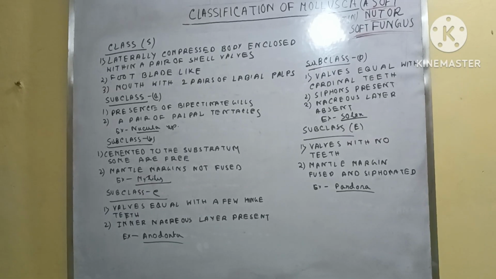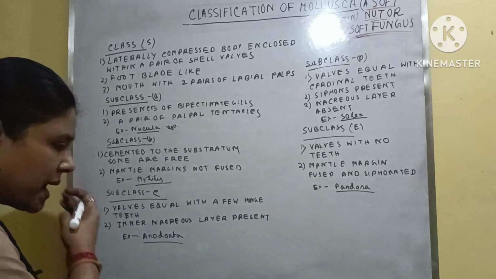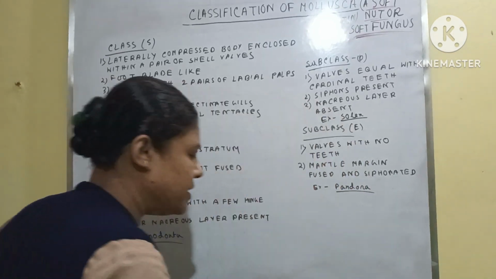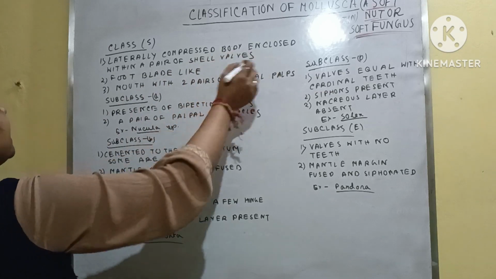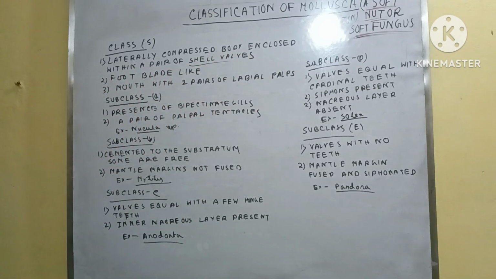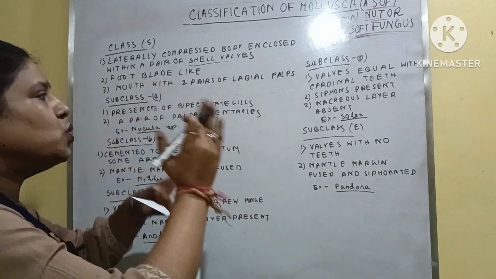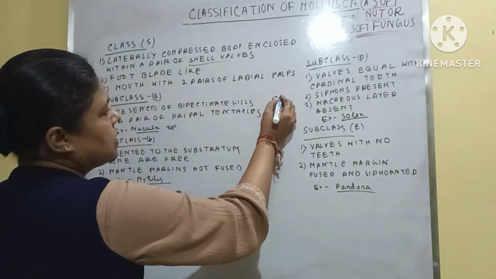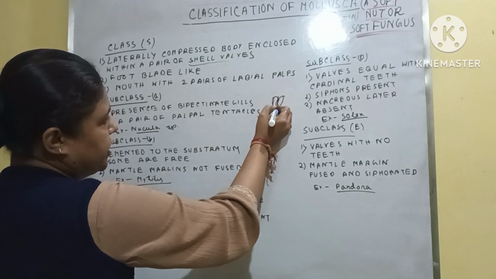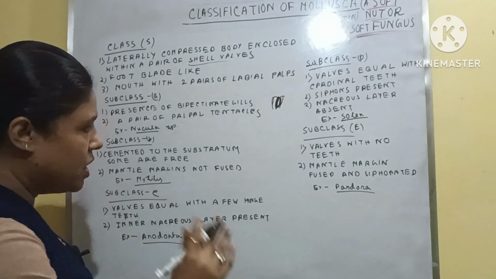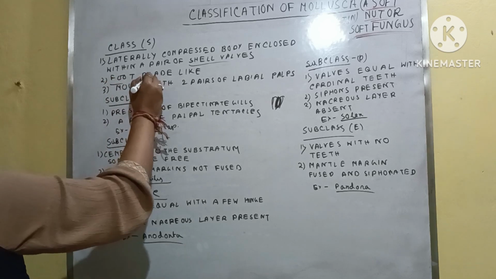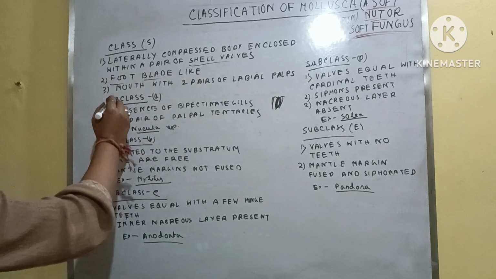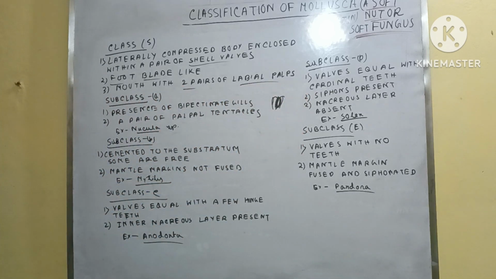So class 5, which one is that? That is the bivalvia. What are the features? Laterally compressed body enclosed within a pair of shell halves. Just like within the two shells, there is the body mass. The two shells means two shell halves. The body mass is present, foot present, this is blade like, and mouth with two pairs of labial palps.